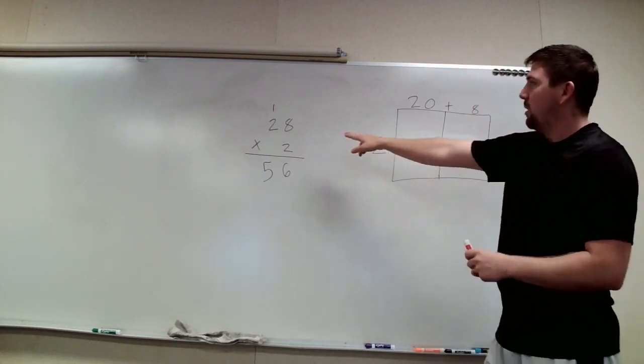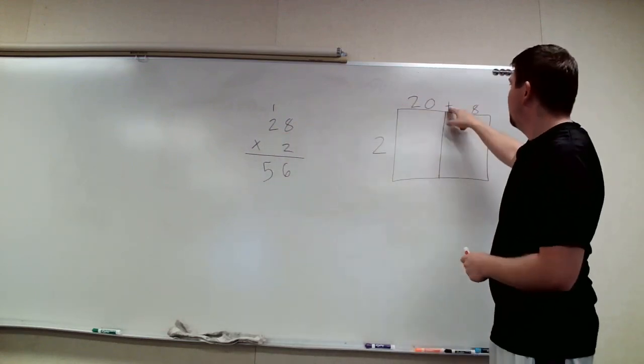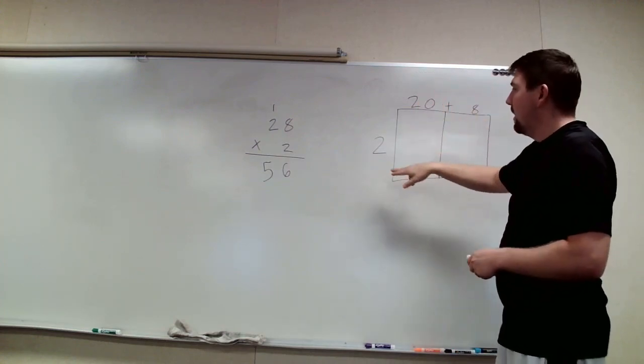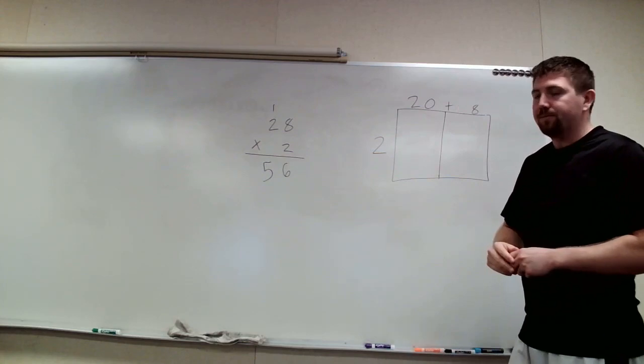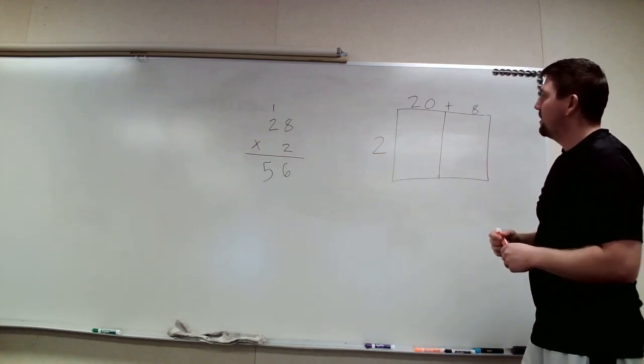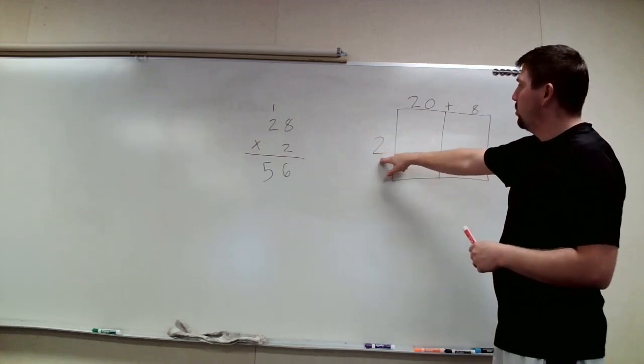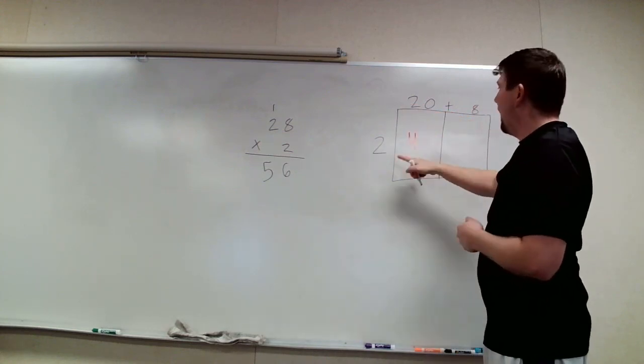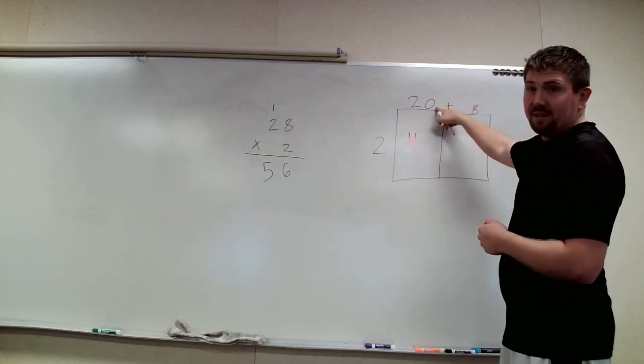I split it up. 28 is 20 plus 8. We have 8 ones, and we've got 2 tens, or 20. And then 2 is just the 2. So we split it up into our place values. Now we can do it. What is 2 times 2? We put the 4. And then what's 2 times 0?